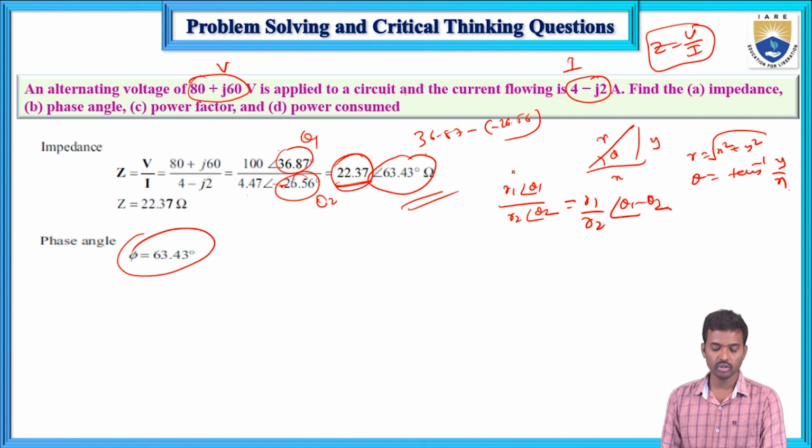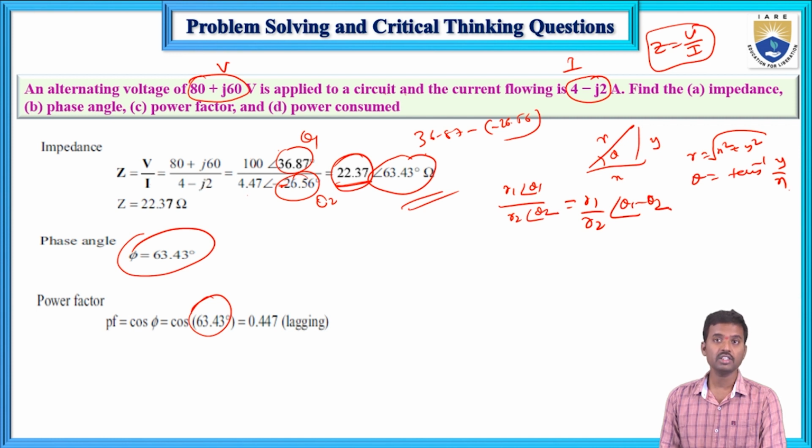And next, what about the power factor? If you substitute in cos phi, cos of 63.43 equals 0.447. That means lagging power factor. If it is positive, lagging power factor. If it is negative, leading power factor.